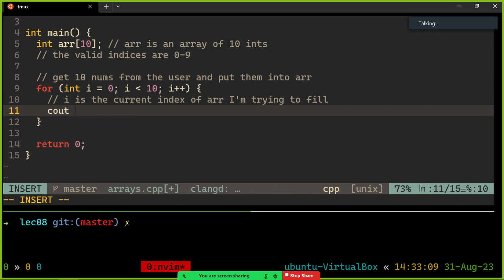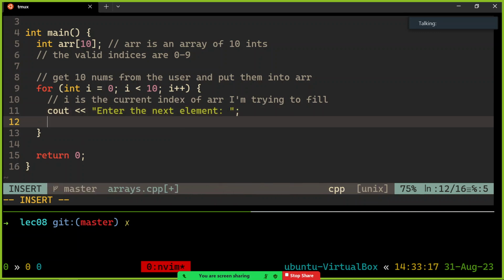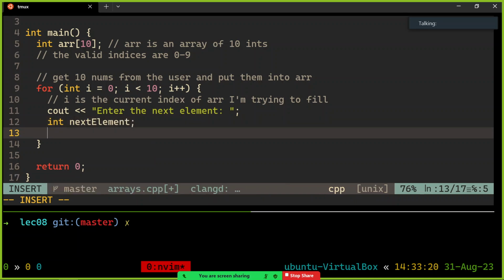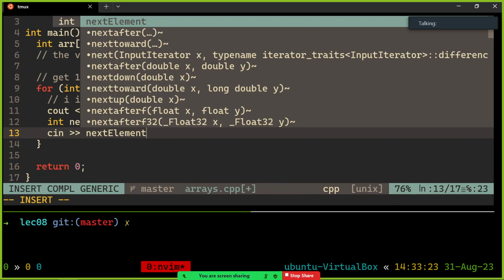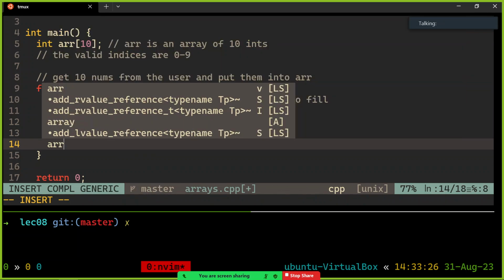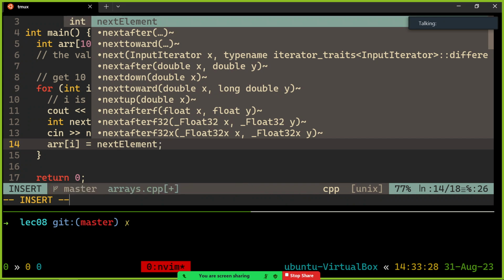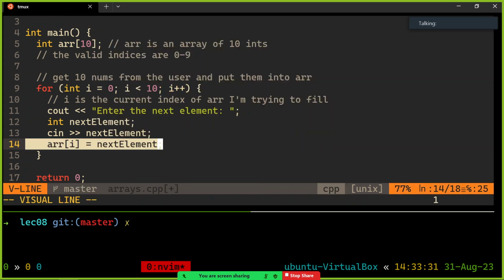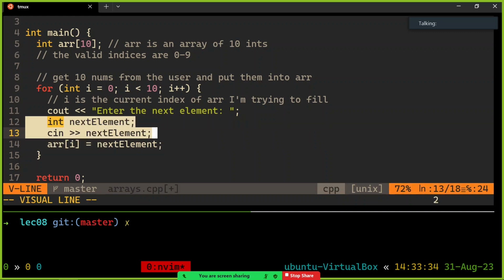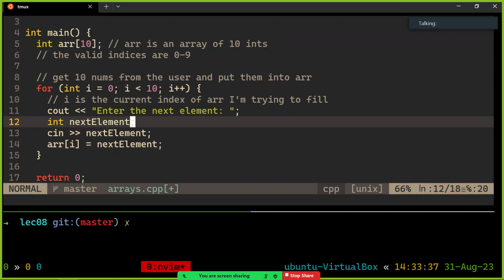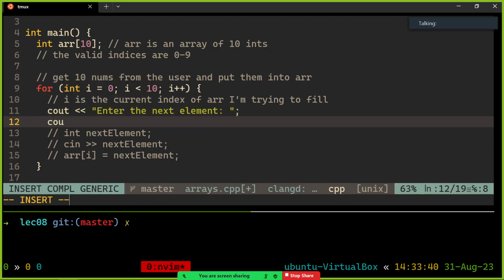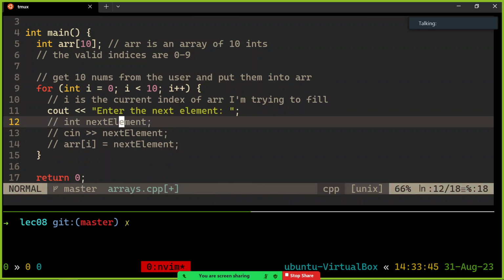So let's ask the user for the next number. Enter the next element, and int next element, cin into that variable, and then place it at r of i. r of i equals whatever next element holds. See how this will fill in r of i with a value? Isn't that cool? Technically, you didn't need to make this next element variable. You could have just done cin into r of i, but that's a lot at once, I think. You could do it that way, but this way works.